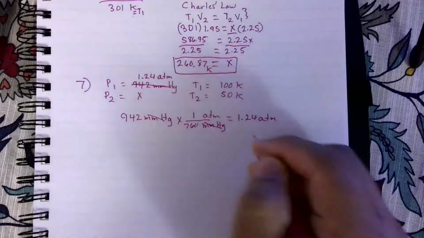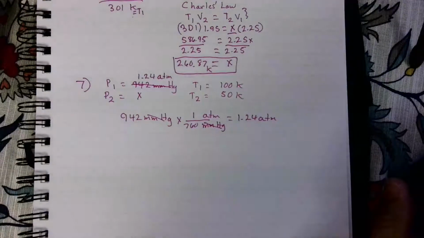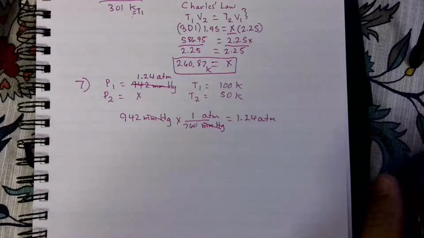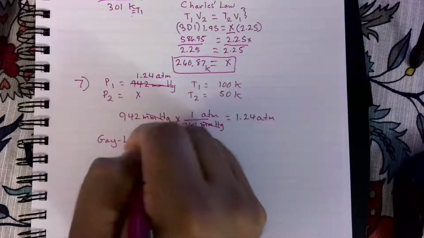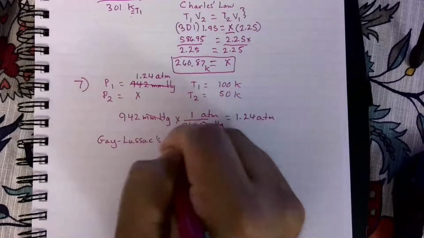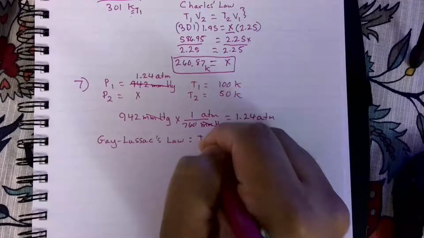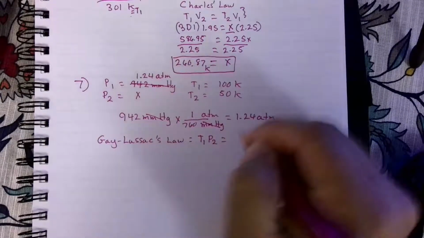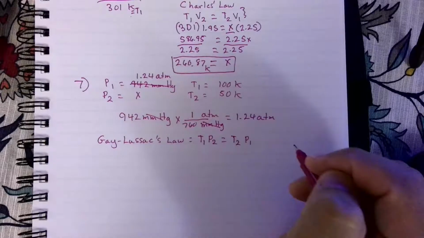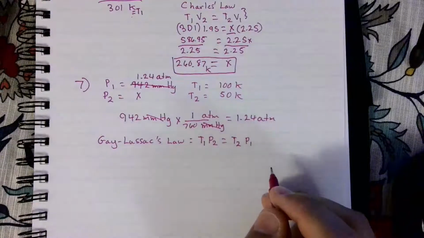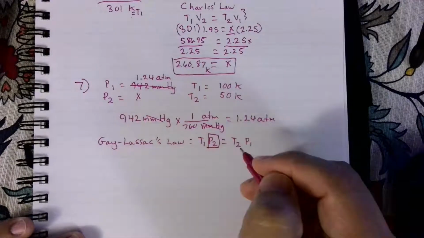Okay, so now we have to look and see which law this is, right? So it's got pressure and temperature, which means it's going to be Gay-Lussac's law. So that's Gay-Lussac's, which is written like this. It's meant to be T1 times P2 is equal to T2 times P1. Okay? So you have some of the numbers already. Now we have to figure it out. So what we're looking for now is going to be P2. That is our unknown.